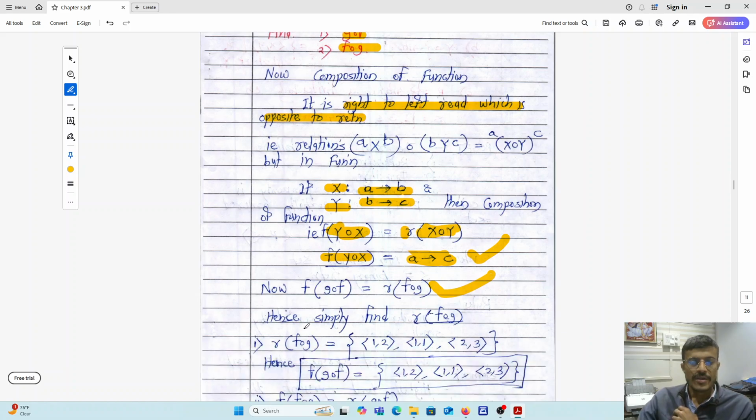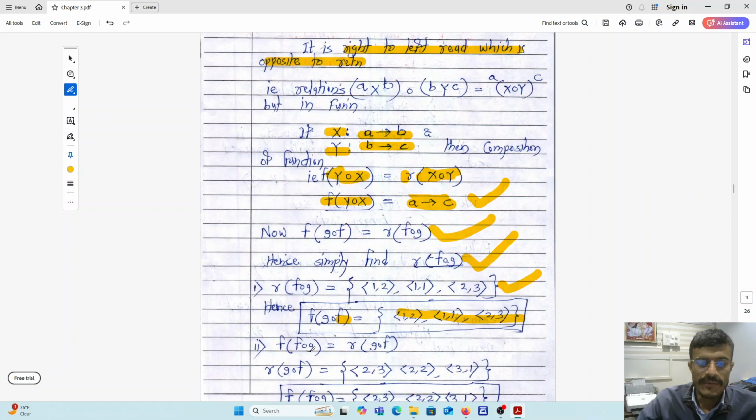Hence, simply find the relation f composition g and mention this as the function g composition f. We are reversing the terms. As we know, in the case of relation we are moving from left to right, so there is no hesitation in finding R of f composition g. That is the result, and simply take this result for g composition f. Likewise, R of f composition g is equal to g composition f.